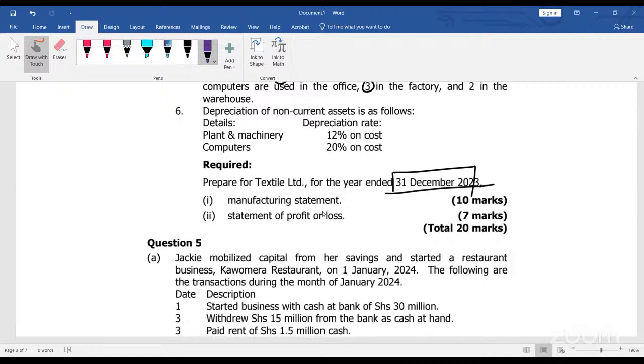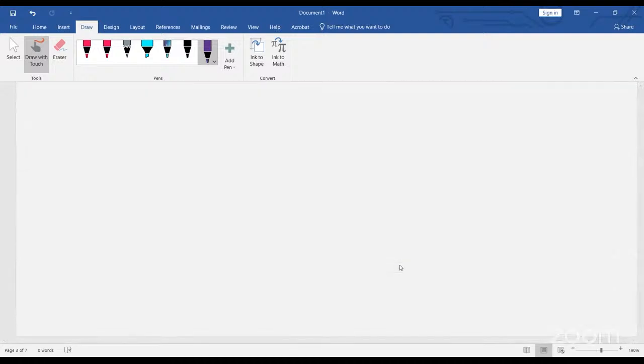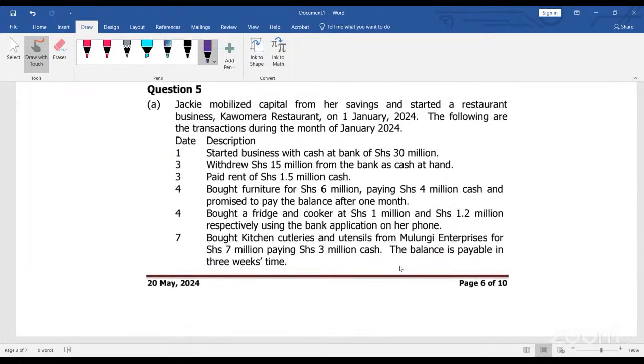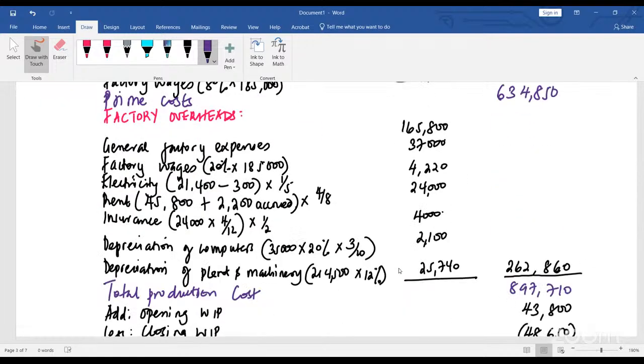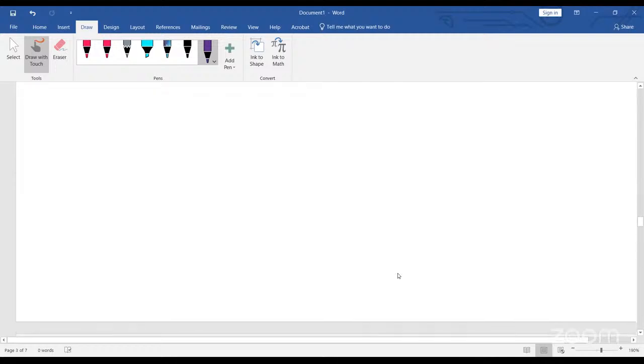Let us prepare the statement of profit or loss. Sometimes you call this the income statement. So let us prepare one very fast. This session was supposed to end at exactly 8, but as you know, accounting and time is ever limited. At least we have tried to squeeze in the little time we have. Let us prepare the statement of profit or loss.